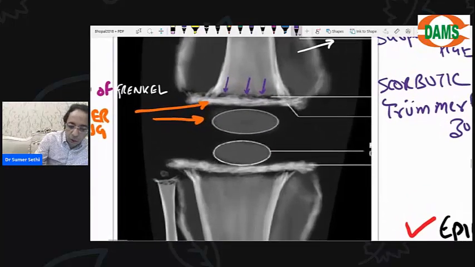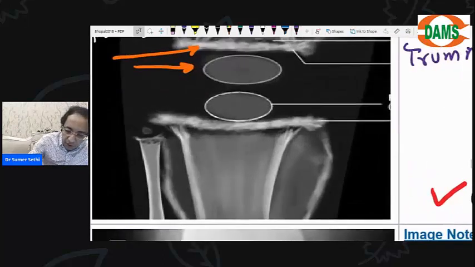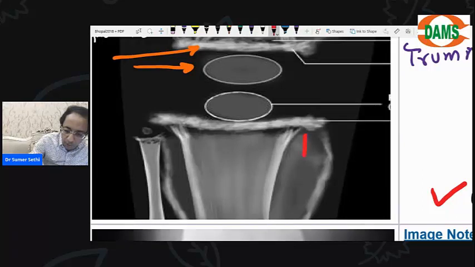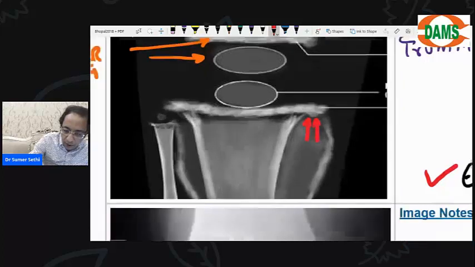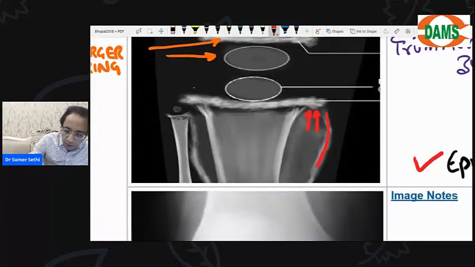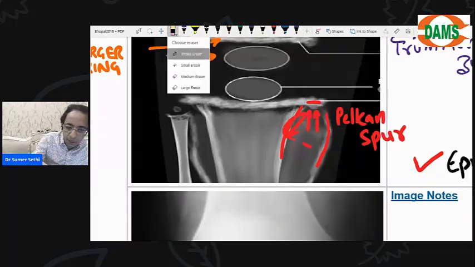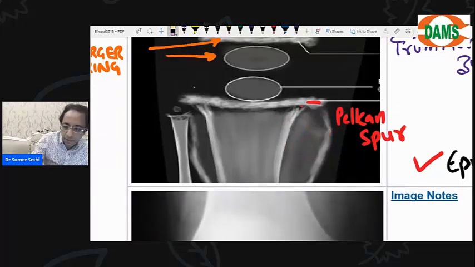Okay, and you can see the white line of Frankel at that area, the metaphysis appears to overgrow and it kind of attaches the periosteum to the metaphysis. This is called as Pelkan spur. Okay, now are you able to follow my point?